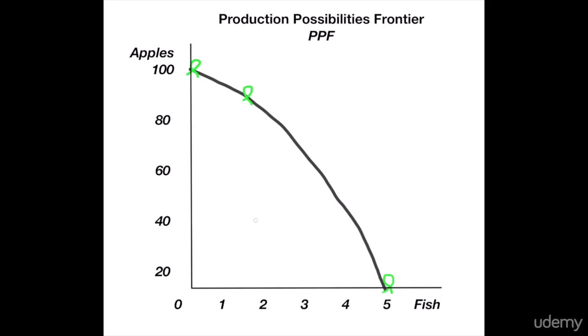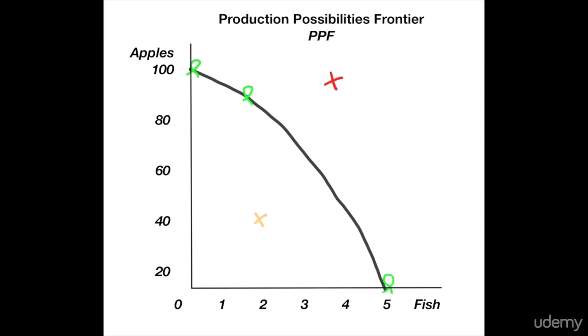However, it's also possible that in the graph the country is here, for example, they catch 2 fish and pick only 40 apples. They're not working hard enough. If they work harder, they can catch the same 2 fish, but also pick 90 apples. It's not possible to be outside the production possibility frontier graph. You cannot be more efficient than maximum efficiency. So, the goal for a country is always to be on the black line, to be as efficient as possible. Inside the graph, they're not working hard enough. And outside, that's just not possible.